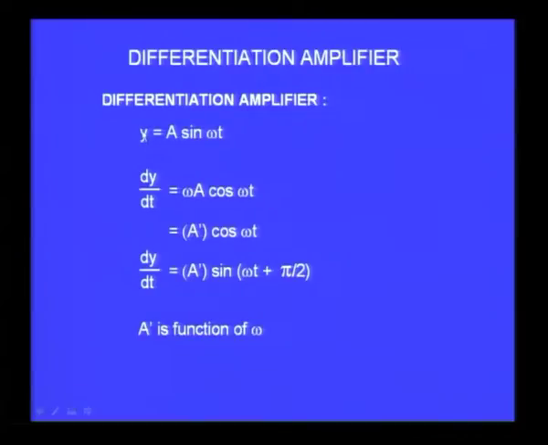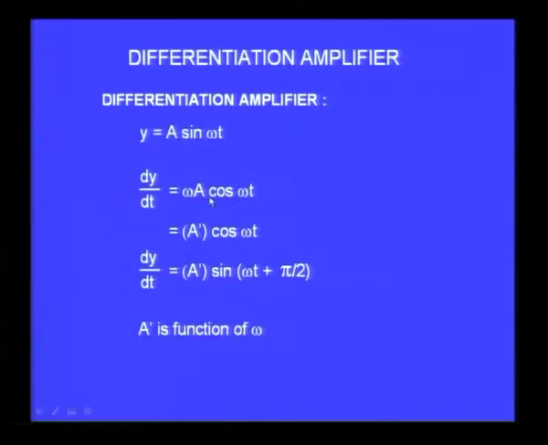For example, if I assume an input signal, a sine wave, y is equal to a sine omega t, where a is the amplitude and omega is the angular frequency. So a sine omega t is a standard sinusoidal voltage that we have. If I differentiate this, dy by dt will become omega a cos omega t.